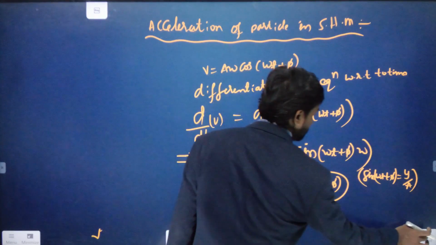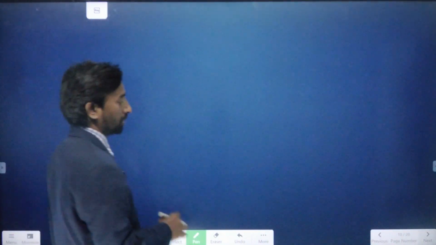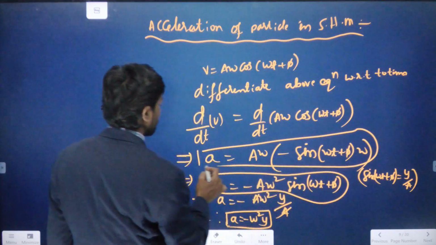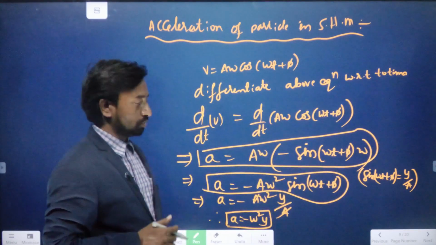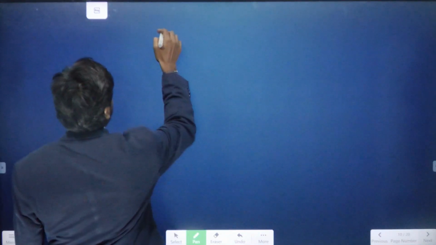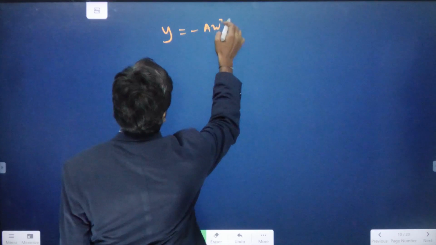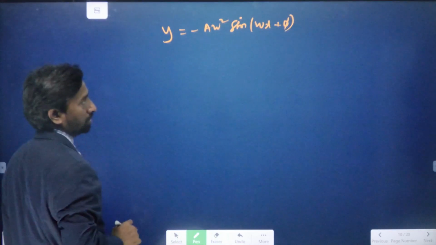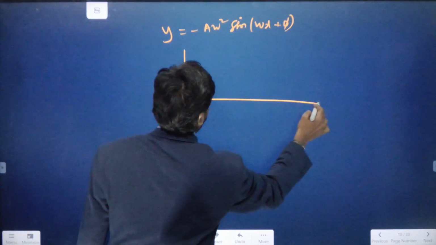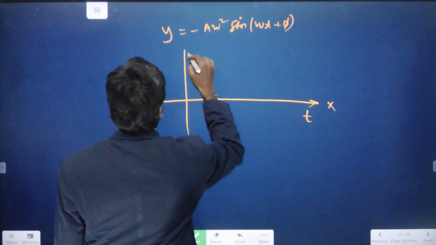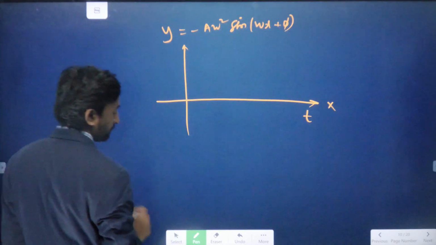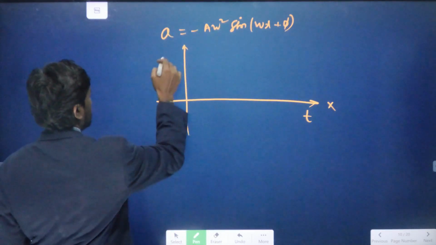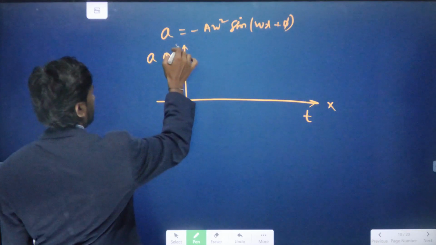Now what is the graph of this equation? It is a sine function, a negative sine function we got here. So what is the acceleration equation we got? a is equal to minus a omega square sin of omega t plus pi. This is an important equation, by using this equation we are going to draw a graph. It is a negative sine function. To draw the curve, time will be taken on the x axis, and displacement, sorry, it is acceleration, no? This is not displacement, it is the acceleration a. So acceleration will be taken on the y axis.